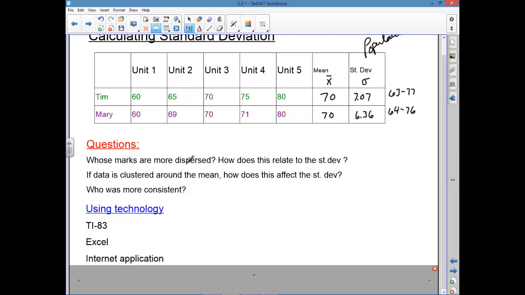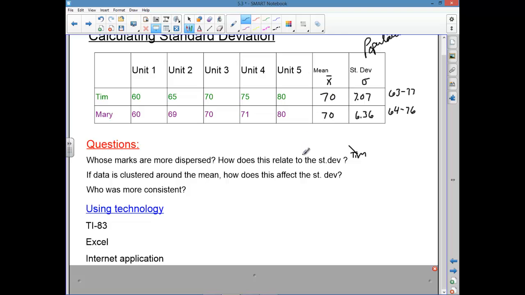So whose marks were more dispersed? Well, we find that Tim had a bigger dispersion in his marks. He went from 63 to 77. Mary had a smaller dispersion. So Tim had a larger dispersion in his marks.